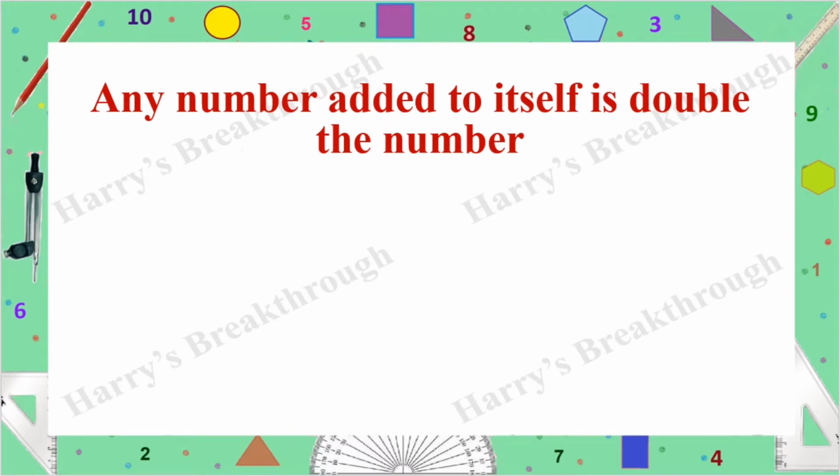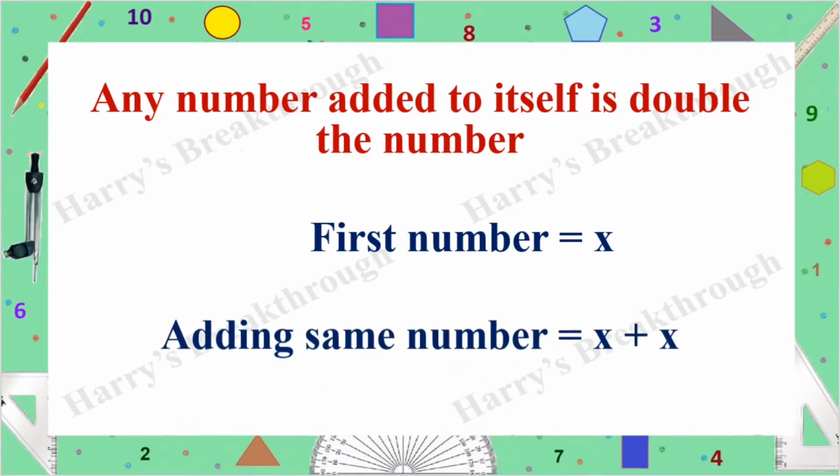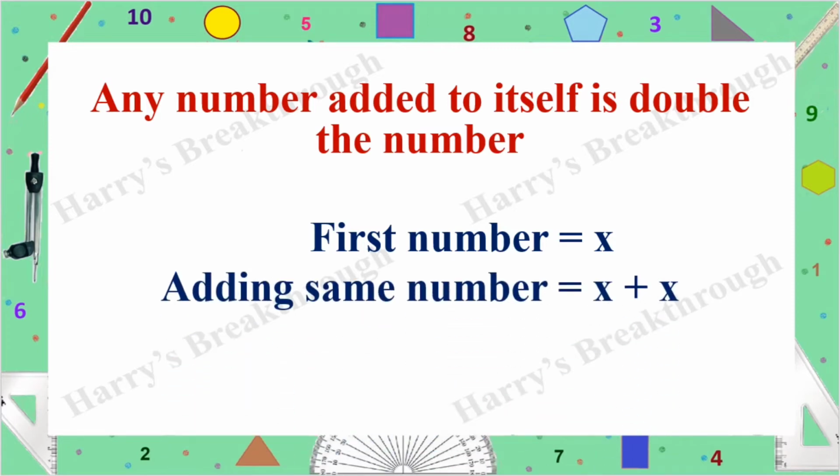So let's take first number as x. And let's add the same number to it. Adding the same number, that means x plus x. So x plus x is equal to 2x. So from this, we could find that any number added to itself is double the number.